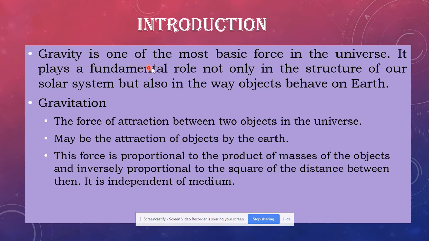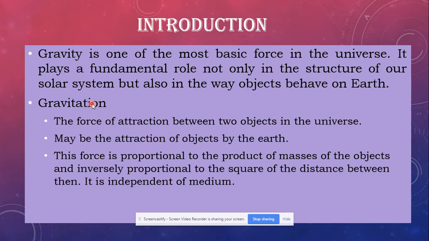Now, gravity is one of the most basic forces in the universe. It plays a fundamental role not only in the structure of our solar system, but also in the way objects behave on Earth. So the definition of gravitation can be expressed as this: the first one is the force of attraction between two objects in the universe. Gravitation may also be the attraction of an object by the Earth.